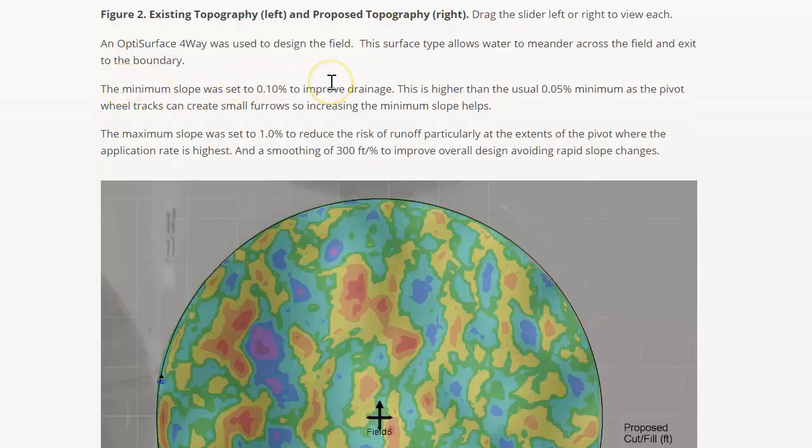The main inputs to the design process were the surface type. OptiSurface 4-way was used to design the field. This surface type allows water to flow across the field and exit to the boundary. The minimum slope was 0.1%, which is slightly higher than the 0.05% that we go down to in some cases, but we find in center pivots the wheel tracks can create small ridges that restrict surface drainage. So we've pushed this minimum slope up a bit higher. The maximum slope is 1%, and as I stated before, that's to limit the likelihood of runoff. And the smoothing was 300 foot per percent.